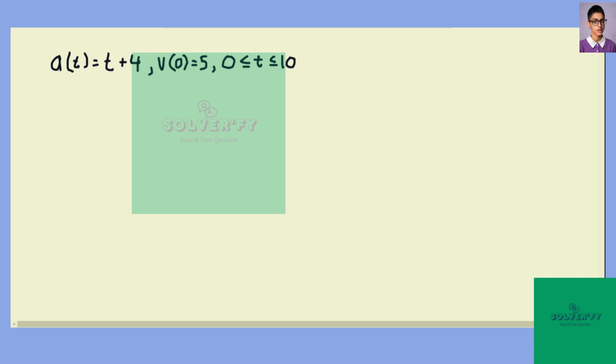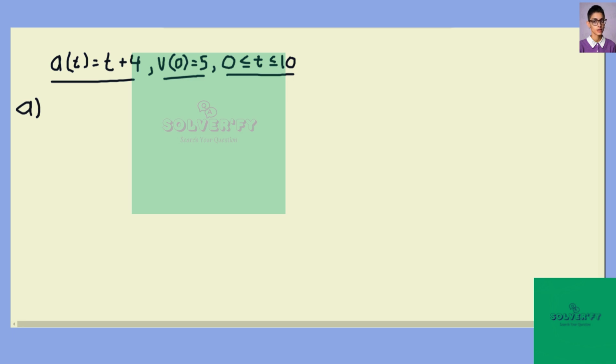So we're given the acceleration function a(t) equal to t plus 4. We're also given that the velocity is equal to 5 at time 0, as well as the time interval being 0 to 10 seconds. So for part A, we want to find the velocity at time t.